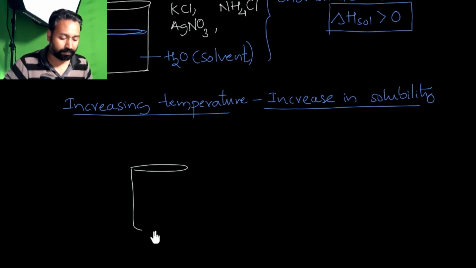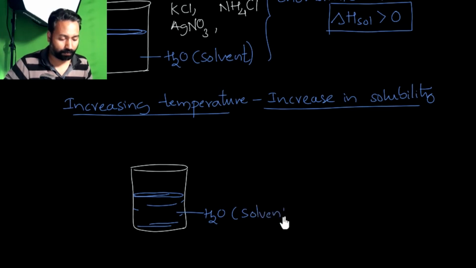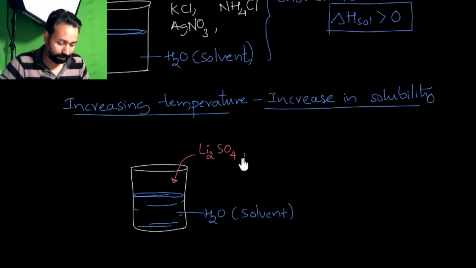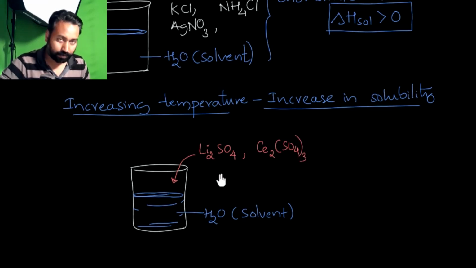Let's understand what happens if I take another container and fill it with some other solutes. Take a container and fill it again with water, H2O, which is acting here as a solvent. Now in this I'm going to add some solutes like lithium sulfate, Li2SO4, or Cs2SO4, or sodium carbonate, Na2CO3.H2O.